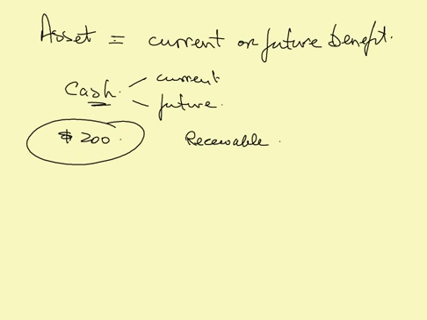And so we call that an account receivable. Account receivables are not as good as cash, really, but they do represent a current or future benefit. So an account receivable is an asset.